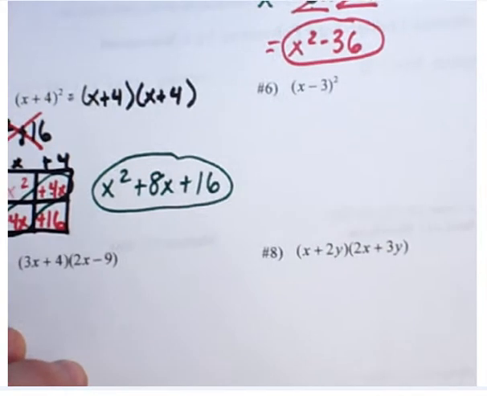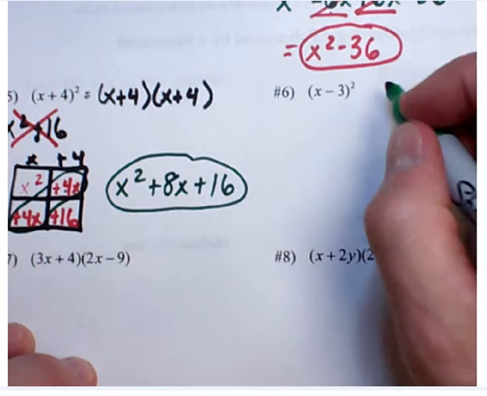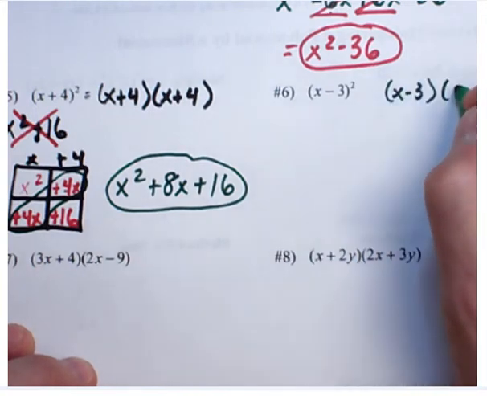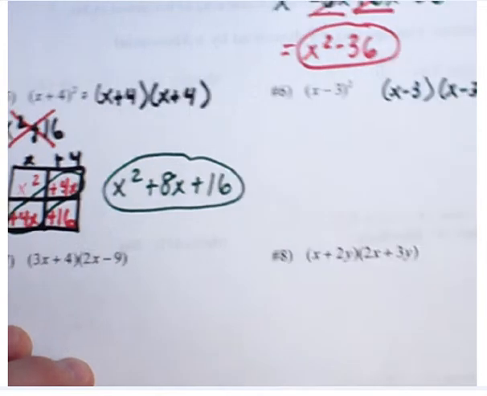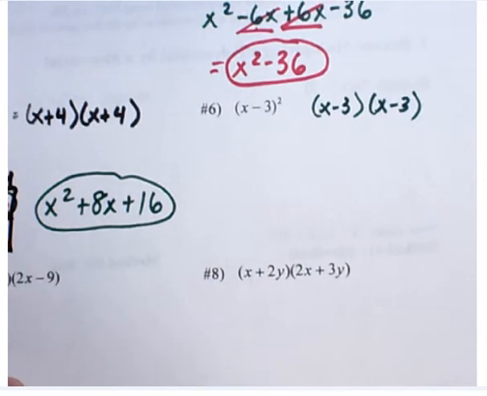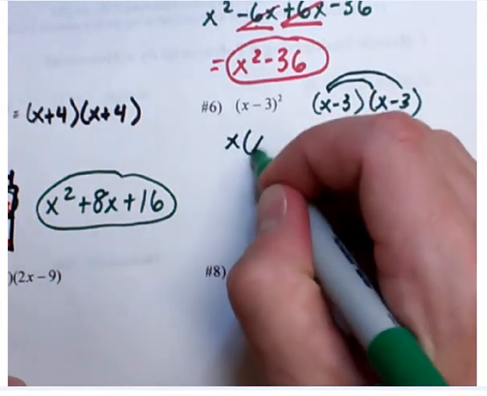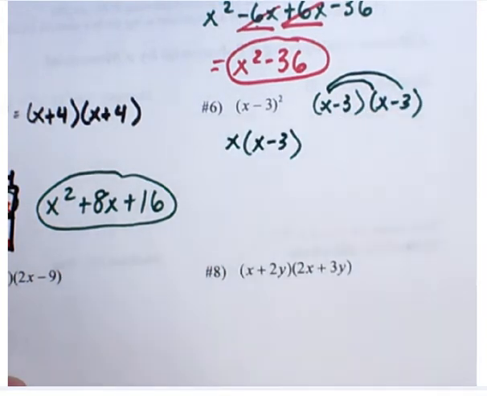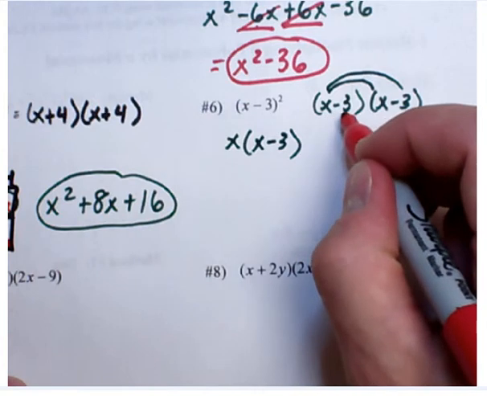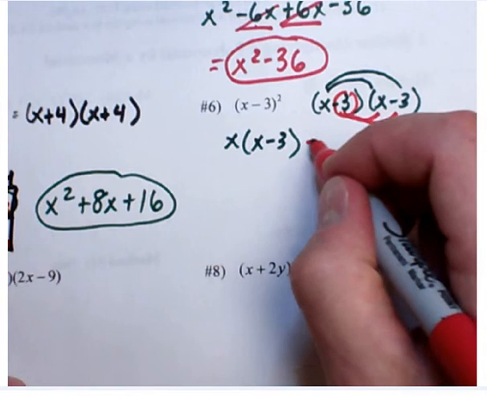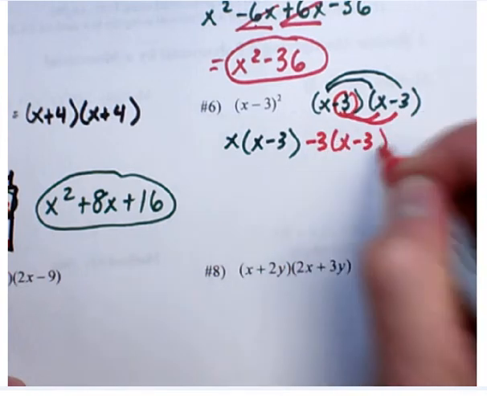All right, let's do 6. Same kind of problem. I'll do this one as double distributing. First thing though, x minus 3 times x minus 3. Let me write that out. Double distribute. So the first x multiplies x minus 3. And then the second term, that's a negative 3, multiplies x minus 3. So minus 3 times x minus 3.